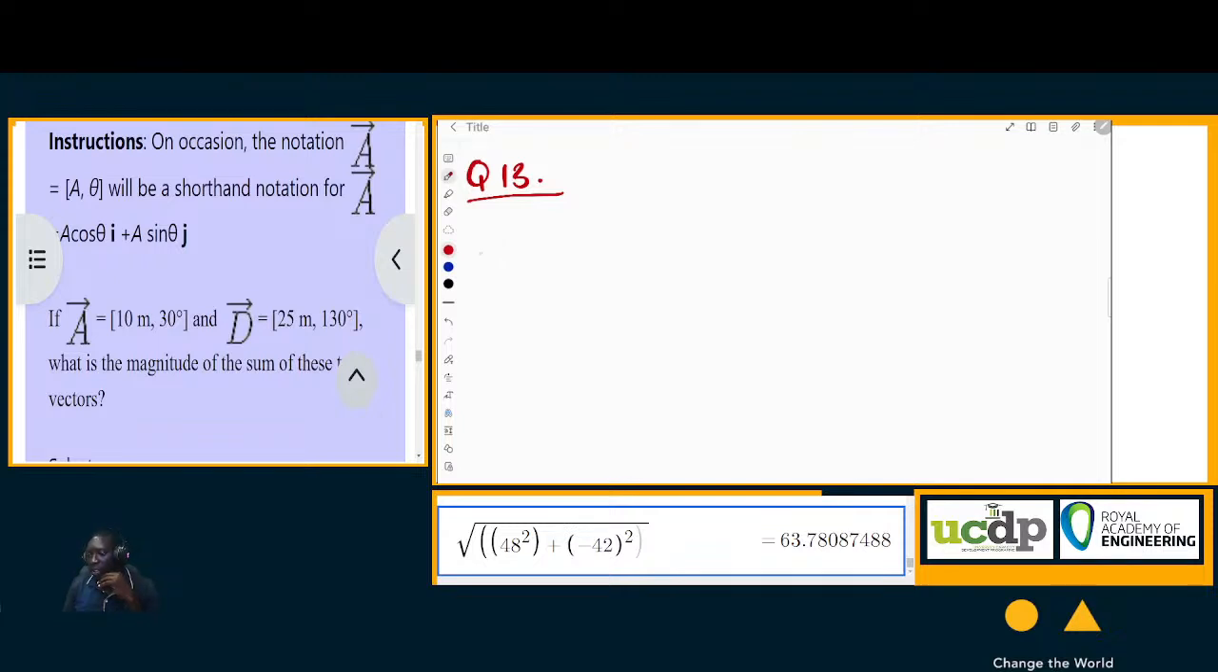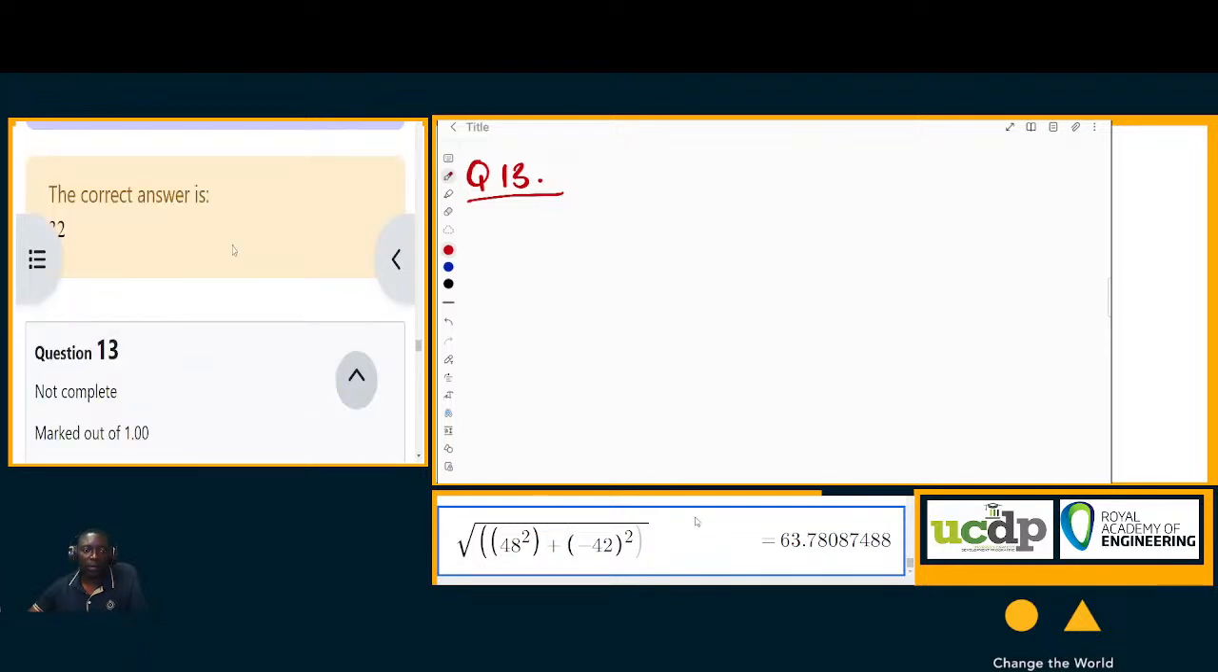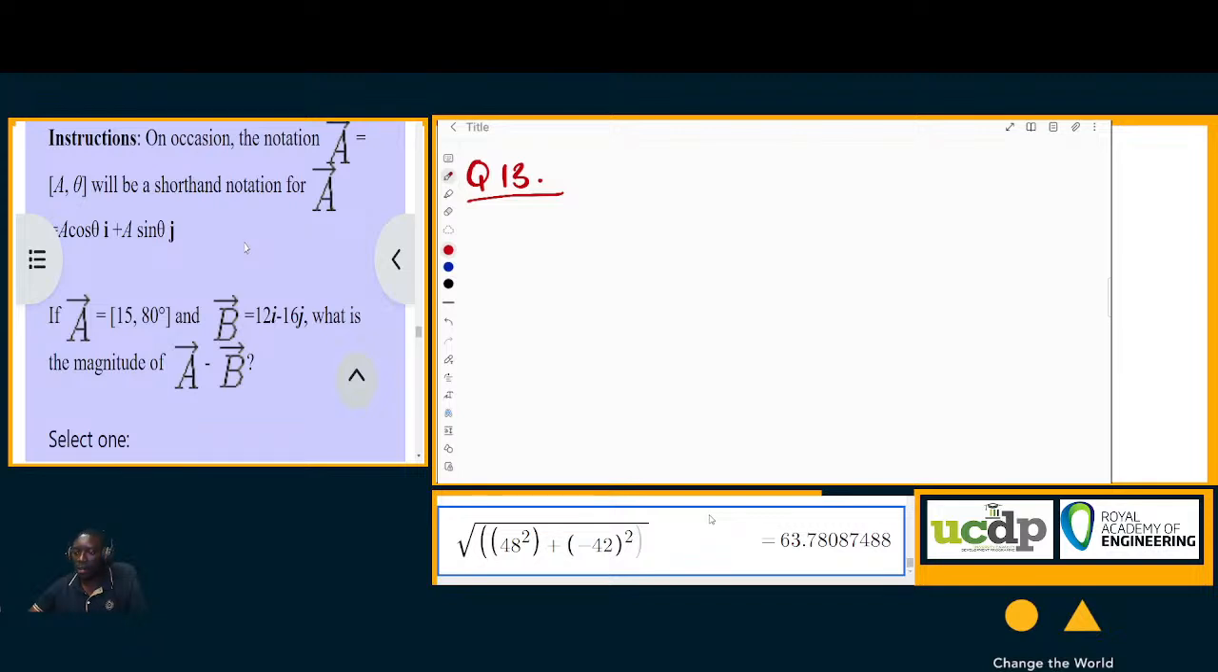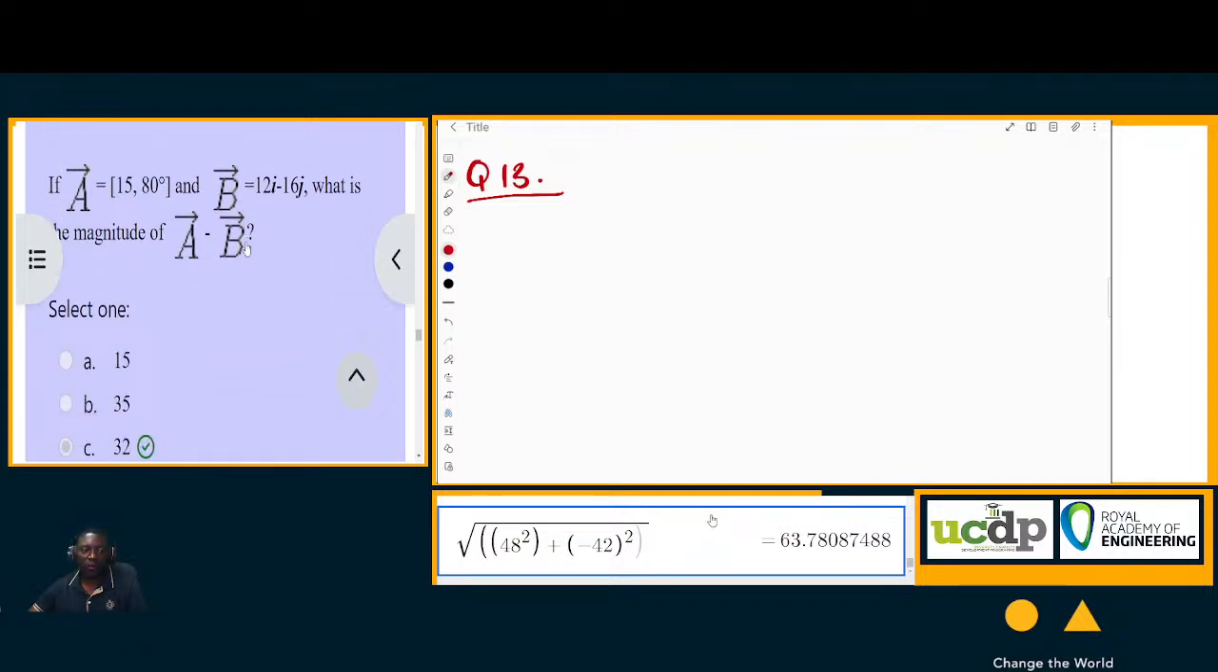Can you please repeat this example? Which example is that you're asking about, Zwelihle? Is it the one before question 13? Is it question 12? Are you asking about question 12? Are you asking about this one? The last one. Okay, so question 12.